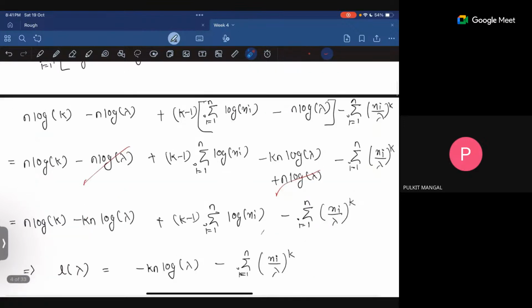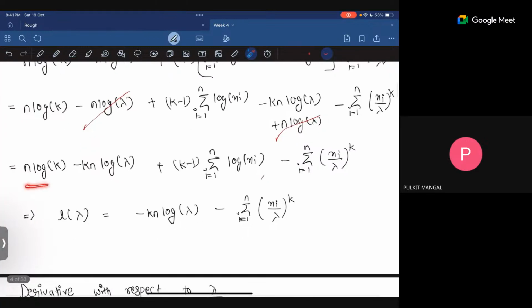Now what I am doing next is multiplying this k minus 1 inside, so it would become n log k, this is as it is, and this part is also as it is. On multiplying this k minus 1 with negative n log lambda, we get minus k n log lambda and plus n log lambda, and this term remains as it is. We will cancel these two, and the last term that we get is this n log k, and I am bringing this minus k n log lambda here. The summation remains here, and this last summation here.